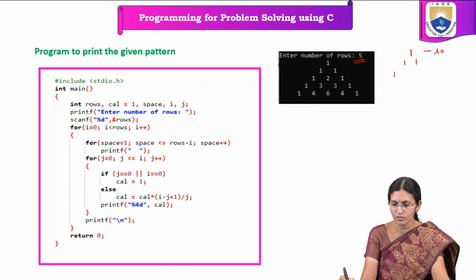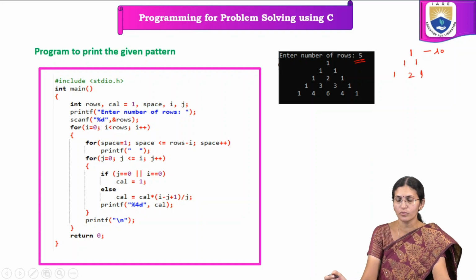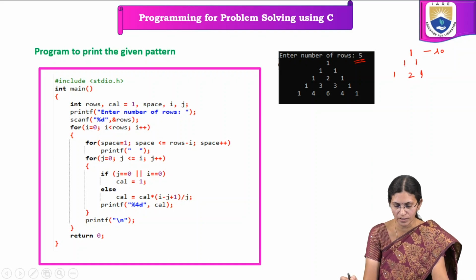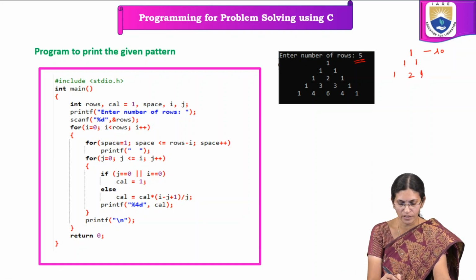If the number of rows entered by the user is 3, then we'll get the output as follows. The next value is equal to the addition of these 2, so it is equal to 1 plus 1, which is 2, and then the last value will be equal to 1. In this way we have to get the pattern here. For this we have written the program.